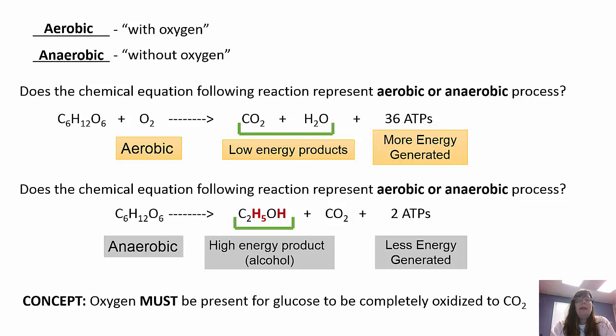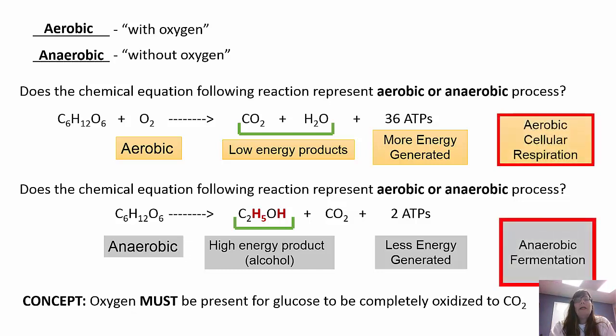So oxygen has to be present in order for glucose to be completely oxidized to carbon dioxide. So we're going to talk about these two processes. We have aerobic cellular respiration, generating 36 ATPs, and we have anaerobic fermentation, which generates 2 ATPs. There's a big difference in these processes when you're talking about with oxygen or without.